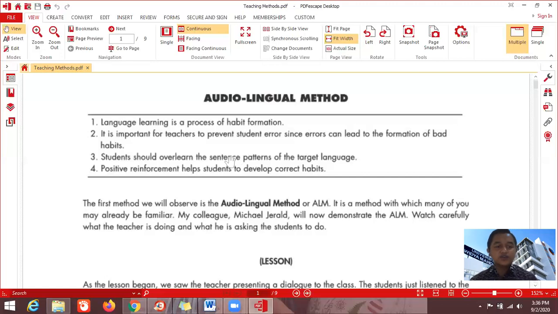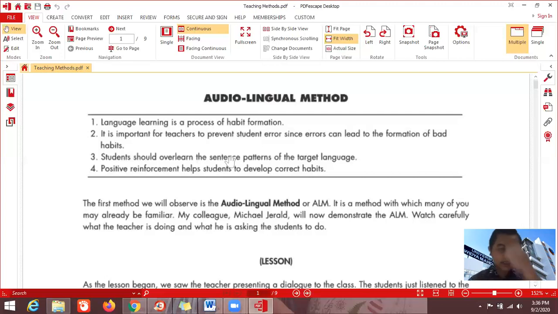Number 3, students should overlearn the sentence patterns of the target language. Overlearn. So not only learn and achieve the certain target, but again and again it is repeated so that the members of the English club will not make mistakes anymore.